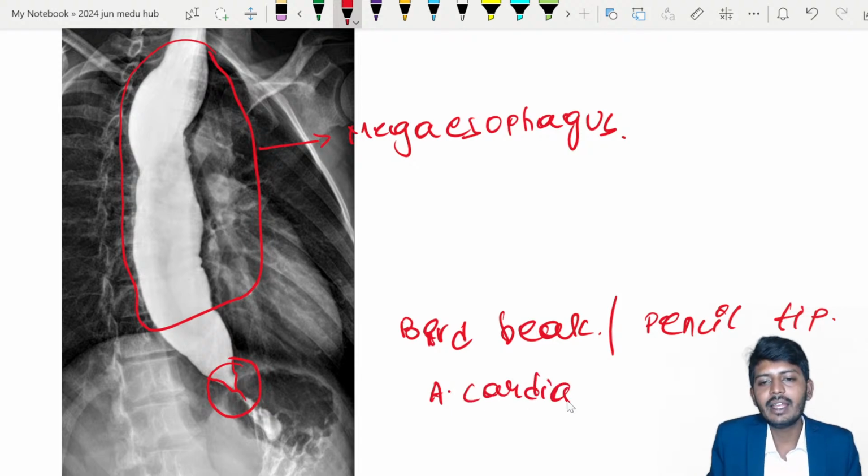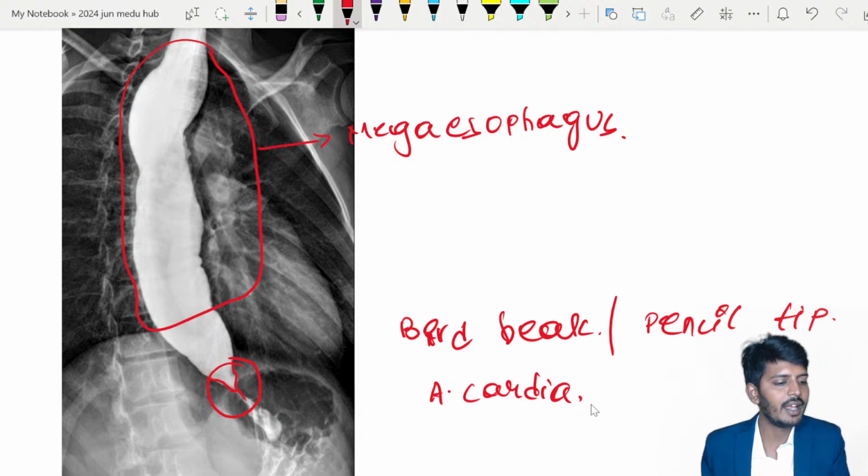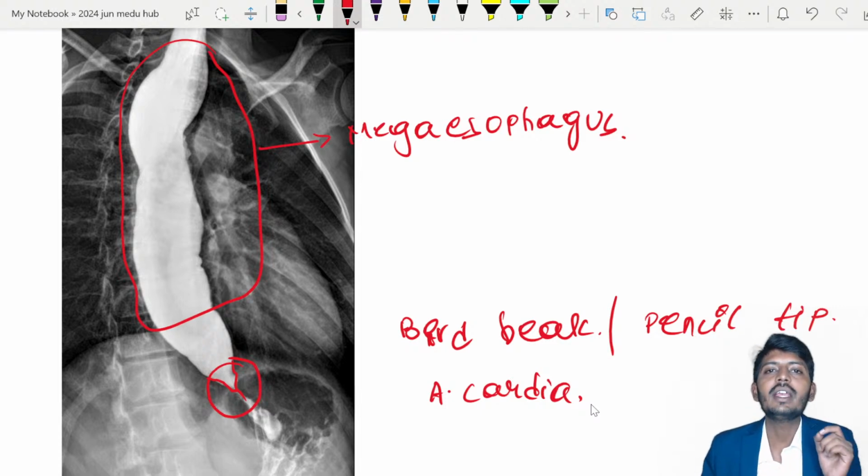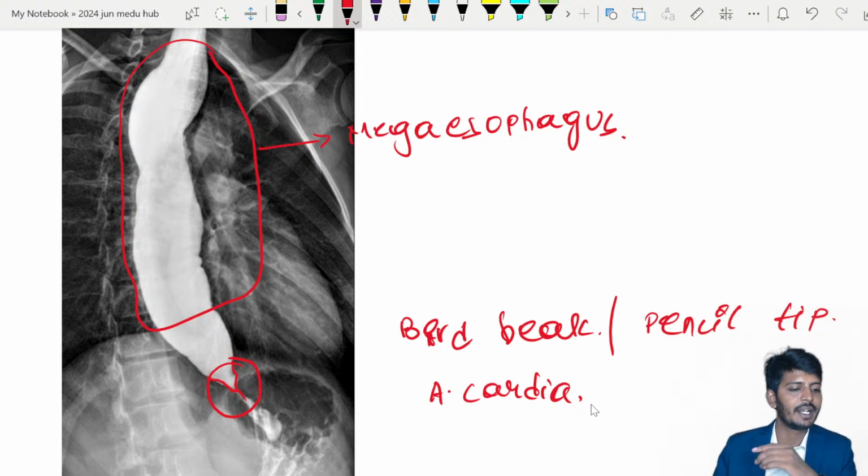What is achalasia cardia? Achalasia cardia is a condition where, you need to understand, the lower esophageal sphincter is undergoing contraction. Spasm of the lower esophageal sphincter. Because of this, the patient is not able to swallow anything. All the contents will remain in the upper part only.